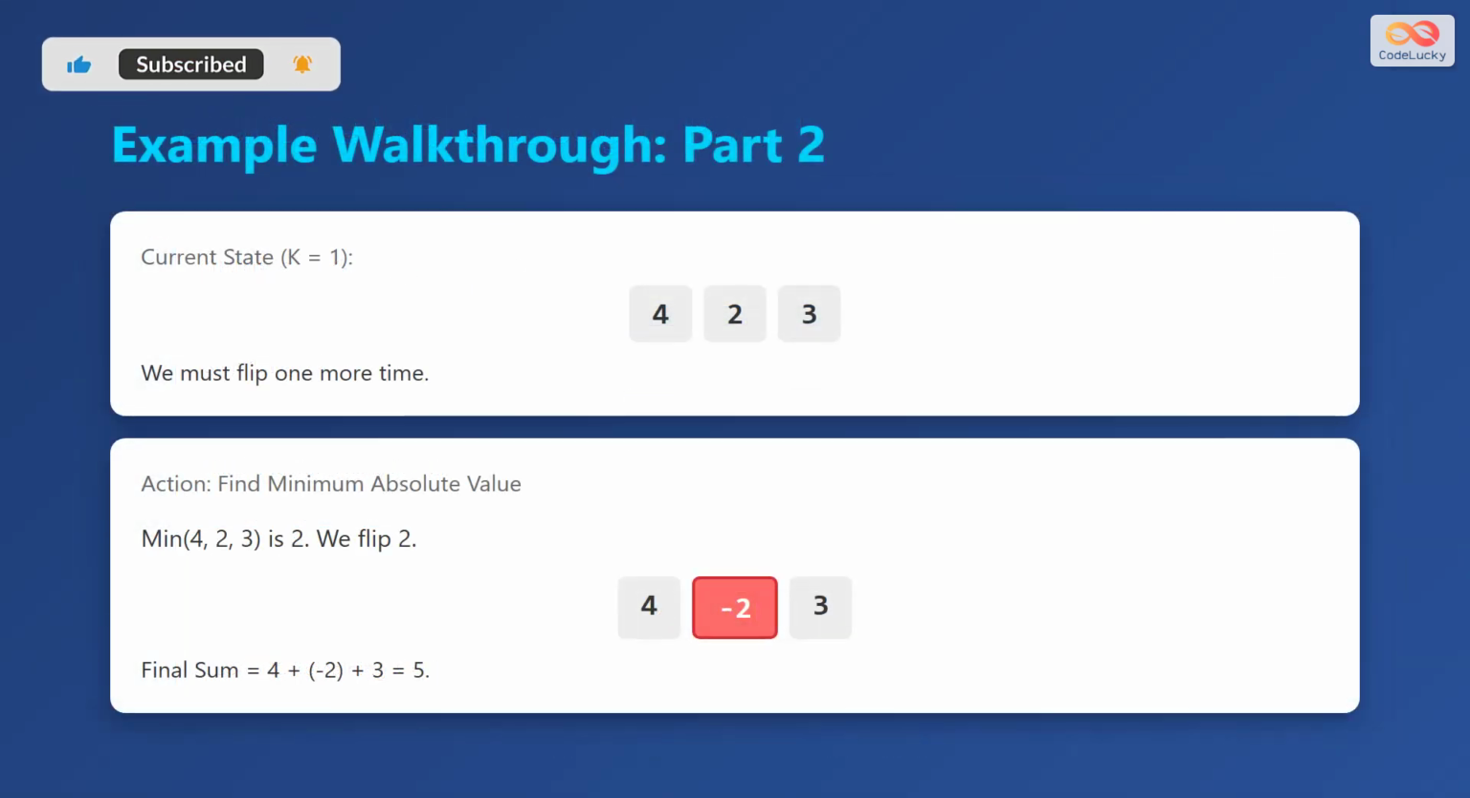We have 1 k left, but no negative numbers. The array is 4, 2, and 3. We must flip one number. To lose the least amount of sum, we find the minimum value, which is 2. We flip 2 to -2. Our final sum is 4 minus 2 plus 3, which equals 5.